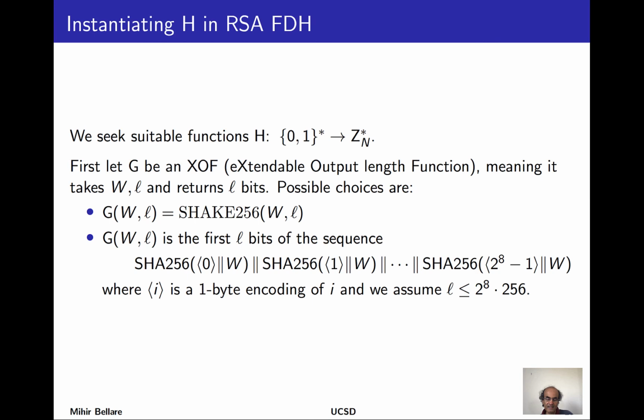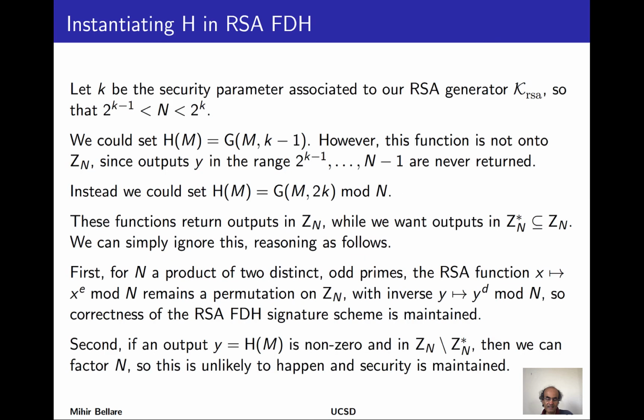Okay, so this is an XOF. It's not yet what we need. So let's go to the next step. We have an RSA generator which generated the modulus n we're looking at, and it had a security parameter. According to the definition of the generator, the modulus is in the range between 2^(k-1) and 2^k. So we know that we want strings of length k minus 1 effectively.